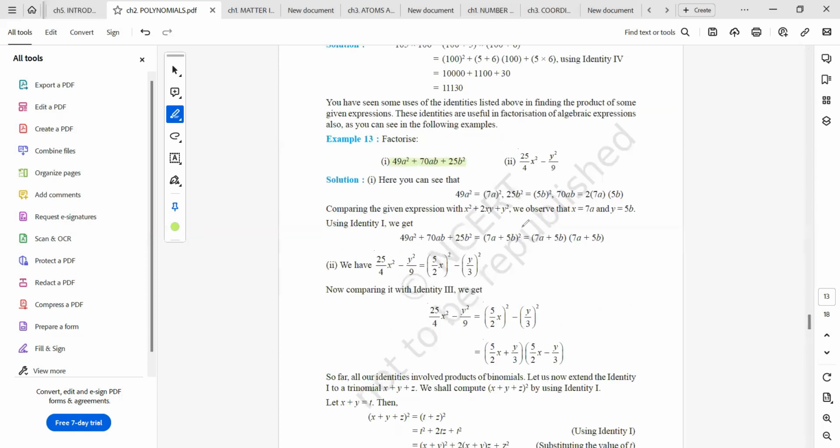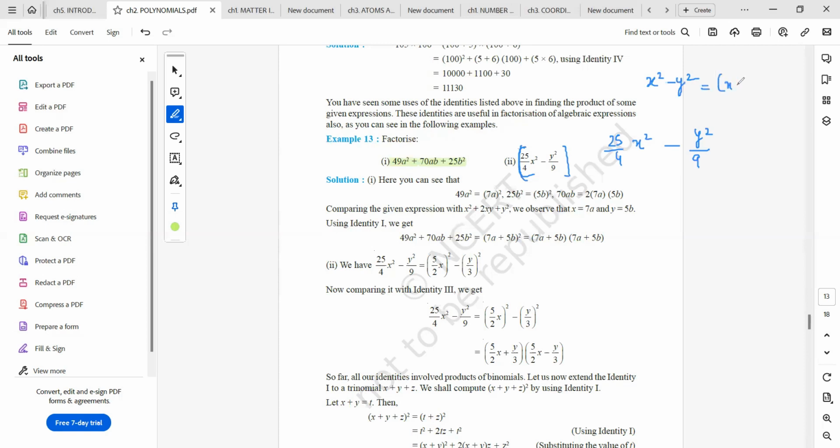Now for this, say for example, there is no whole square here. As you can see, 25 over 4x square minus y square over 9. So I will just find out to which identity it is alike. I am finding it alike to x square minus y square.